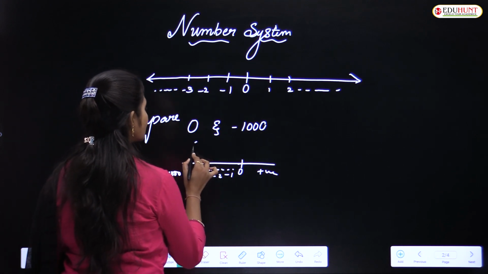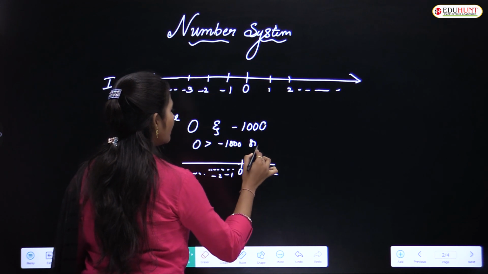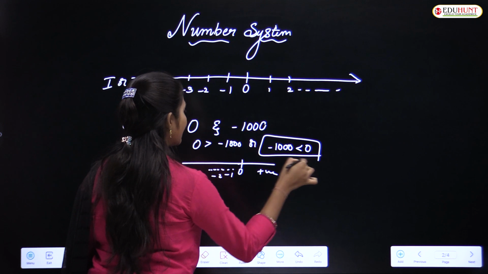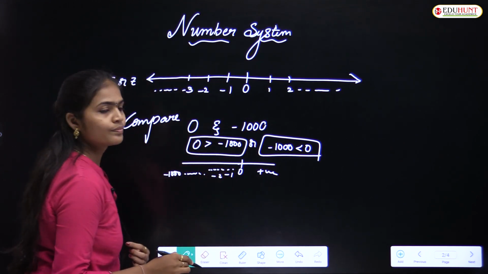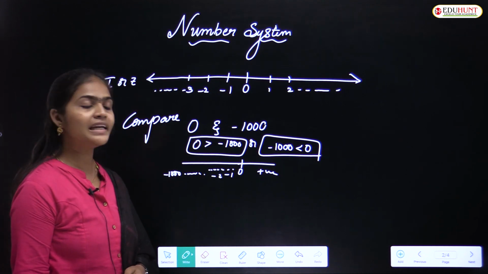Okay, so easily we can say that 0 is greater than minus 1000, or minus 1000 is less than 0. In any way we can consider this. Is it clear? So this way we can compare any two numbers.